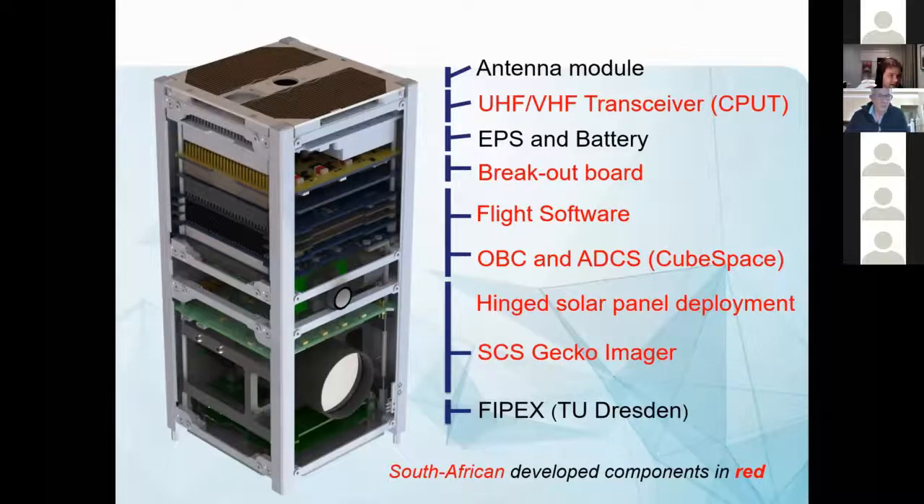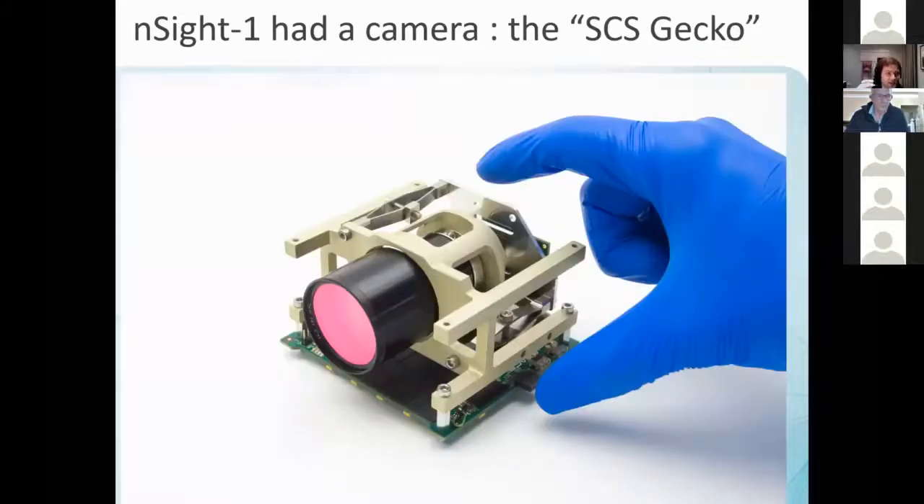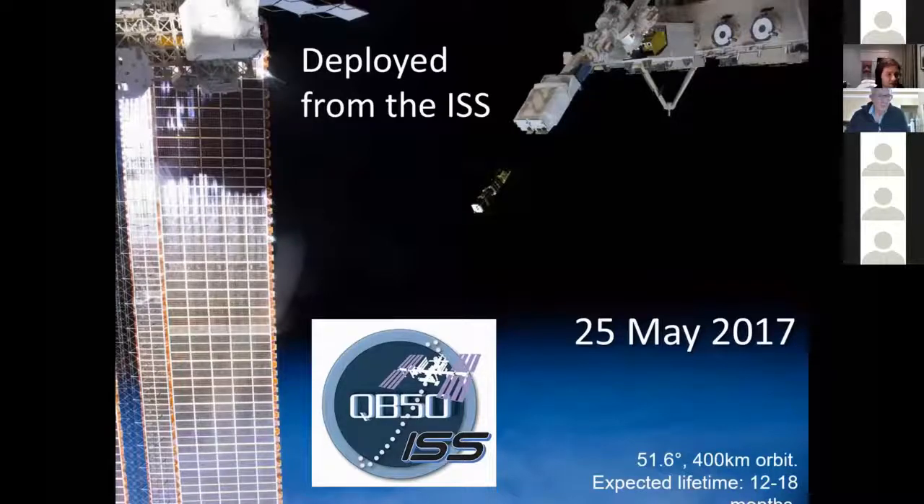And the main payload on the satellite, the main functional thing, was a little camera called the Gecko. And here it is. That's my own hand inside the glove on this photograph. And this camera was completely developed by South African engineers and included in the satellite. It was deployed from the International Space Station on the 25th of May, 2017.